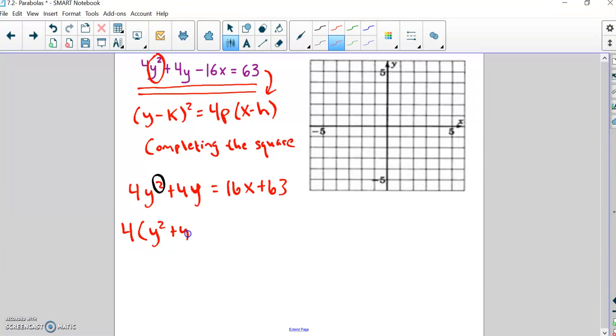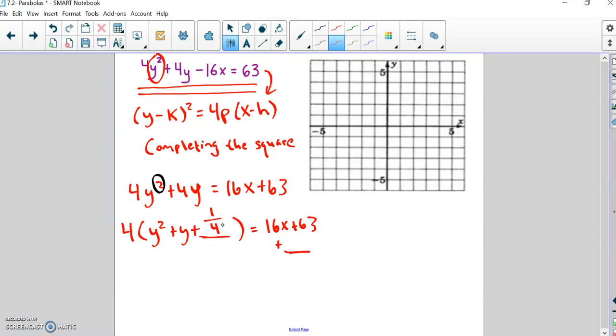Y squared plus y. Now I have a leading coefficient of 1, so I'm going to put plus blank right here so I can complete the square. And on the other side I'll have 16x plus 63, and I'm also going to put a plus blank so that I remember to add on both sides. Now, this is a little bit tricky on this one. We're going to have to use a fraction, but in order to complete the square, I take the coefficient right here, which in this case is a 1, cut it in half, and square it. Please don't overthink this. Half of 1 is 1/2, and when I square 1/2, I get 1/4.